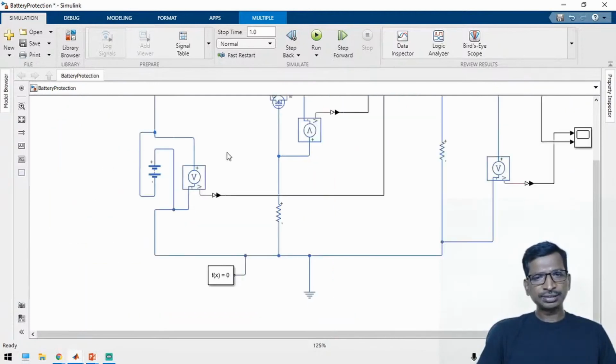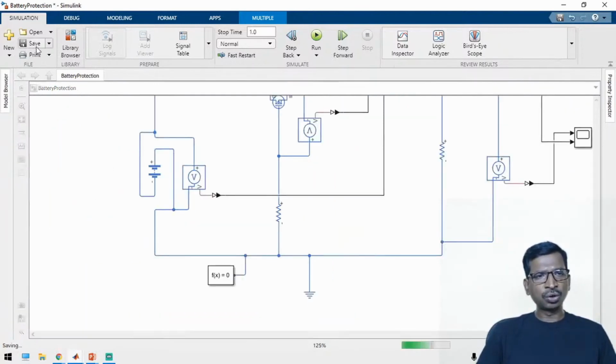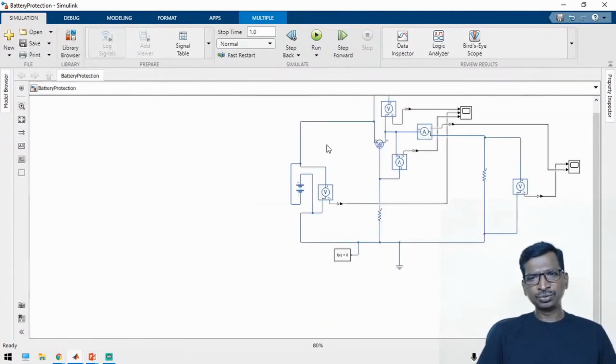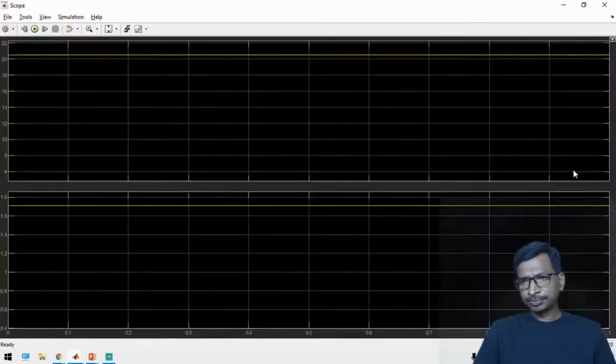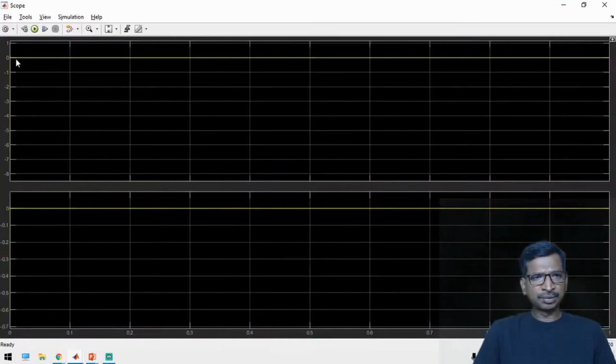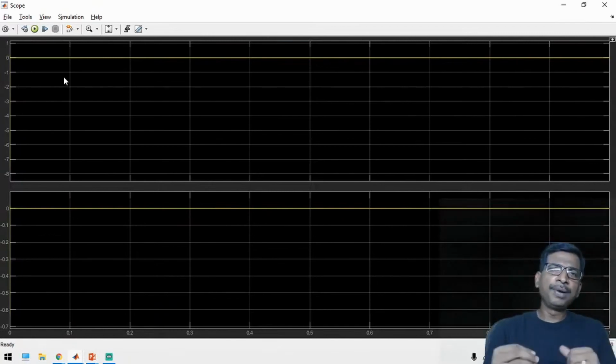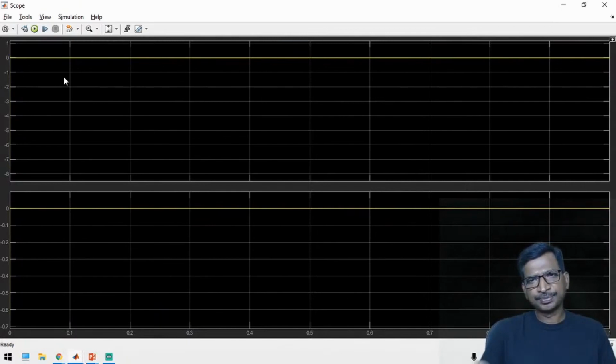So in that case, the load should not get any voltage or current, right? Yeah, see here the voltage is 0 and then current also 0, right? So now the source as well as the battery is completely isolated. So like that you have to implement a reverse polarity protection system for your battery mechanisms.